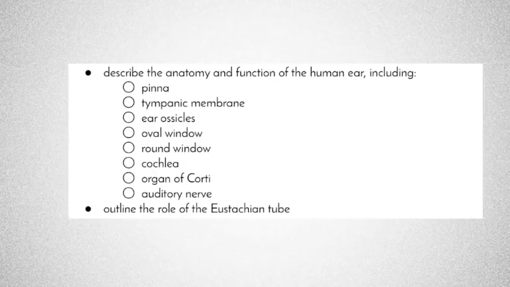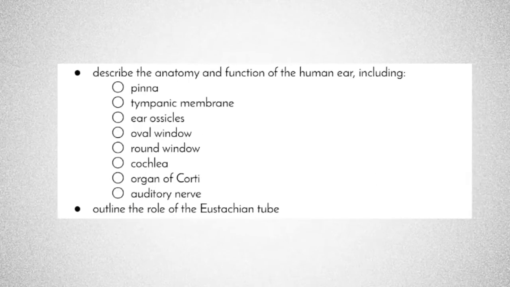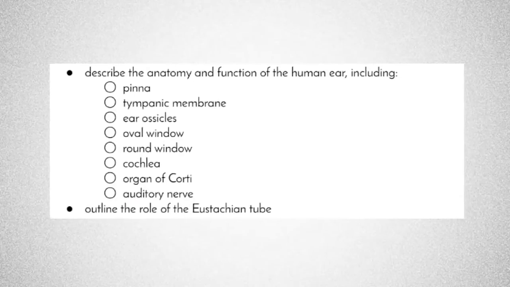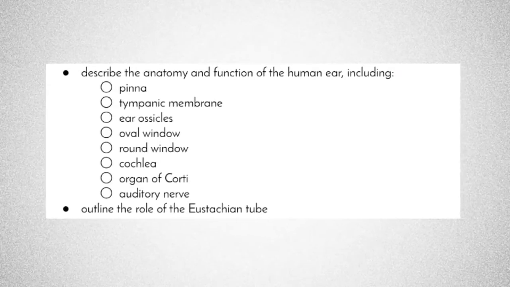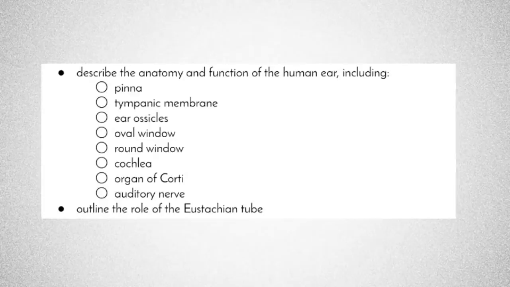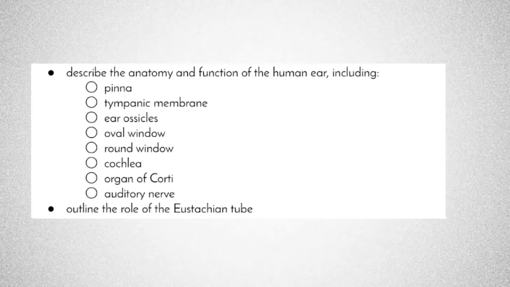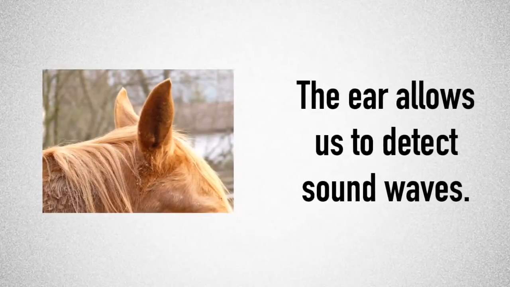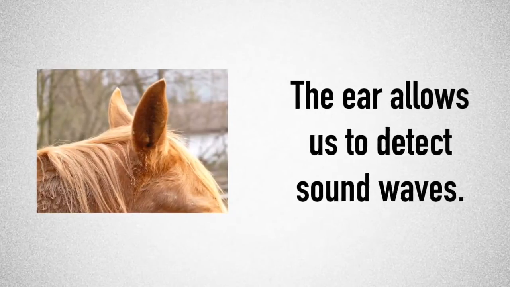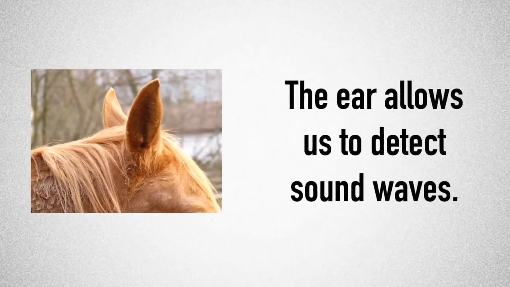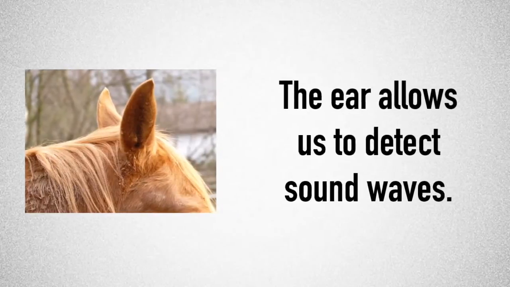Okay, so this video is going to be looking at the structures and functions of the ear. The two dot points that we're going to start with are describe the anatomy and function of the human ear, including the pinna, tympanic membrane, ear ossicles, oval window, round window, cochlea, organ of Corti, auditory nerve, and the role of the Eustachian tube. So our ear is a great organ. It allows us to detect sound waves in our environment, and then those get sent to our brain for interpretation.